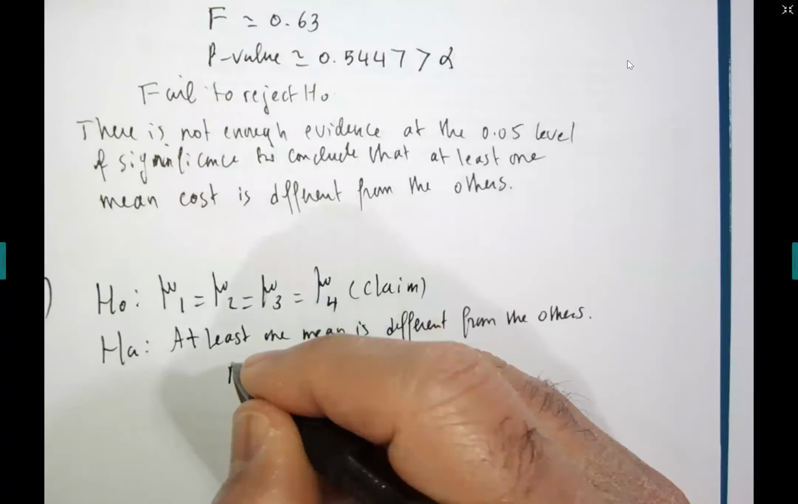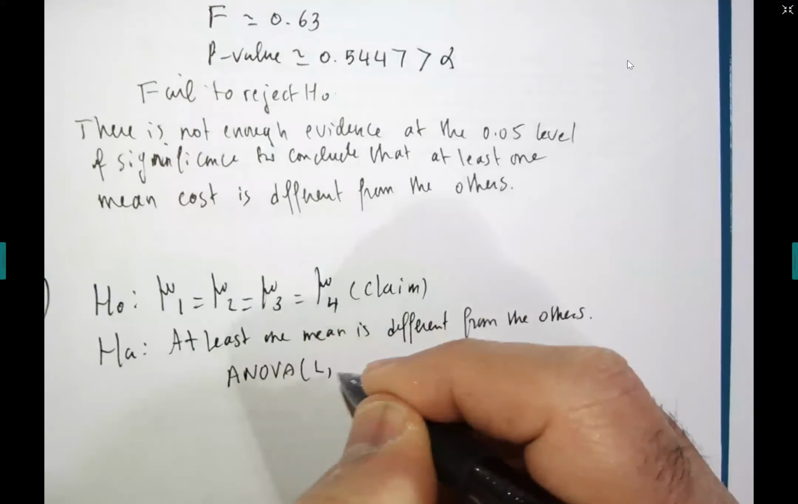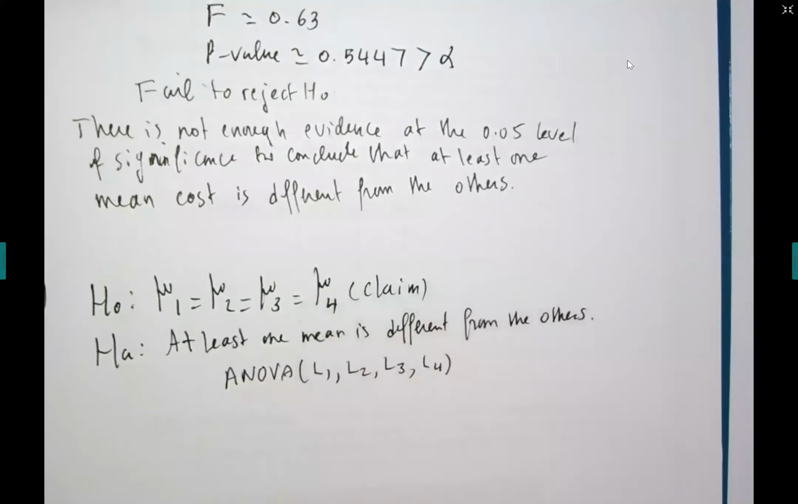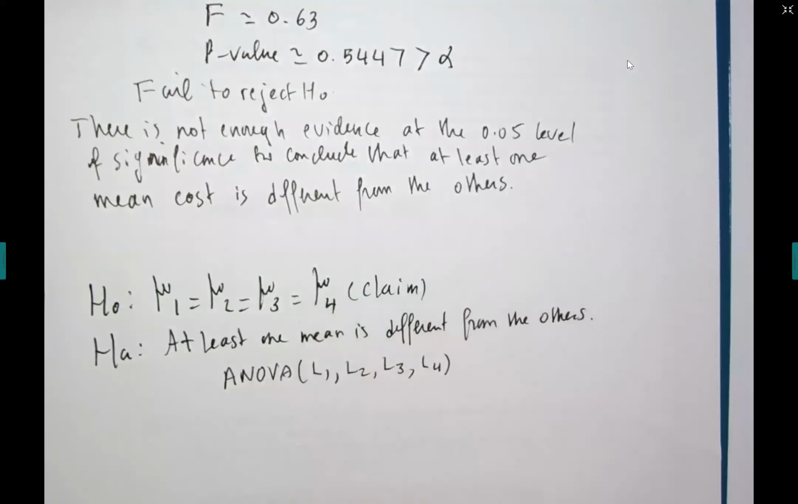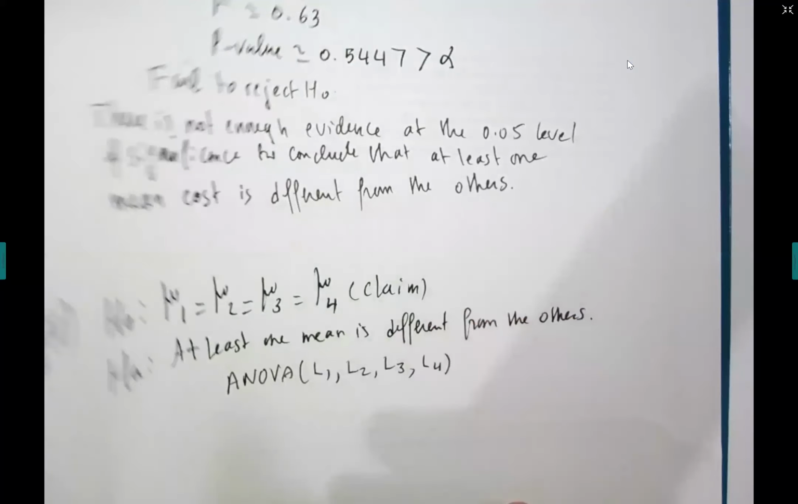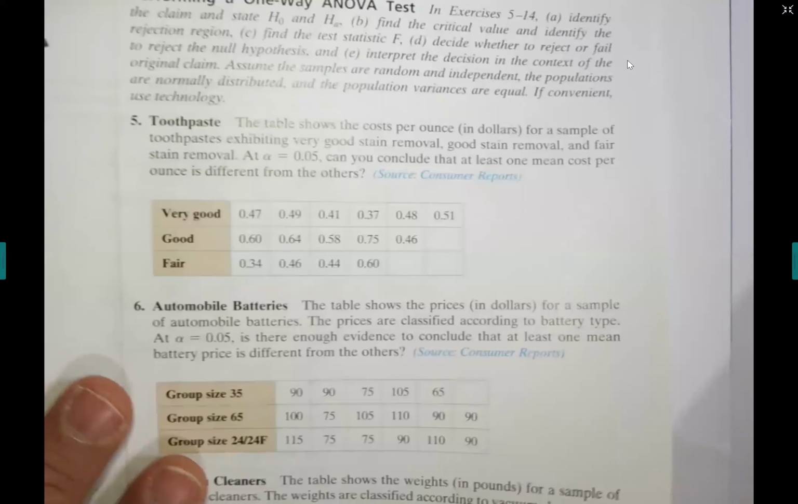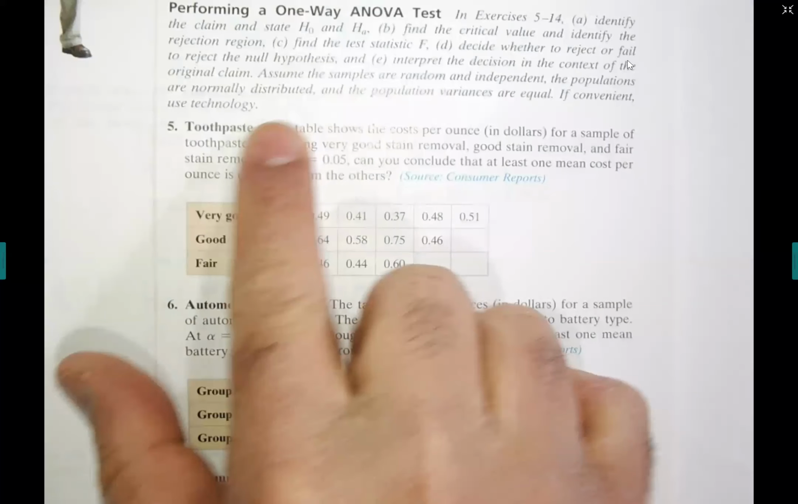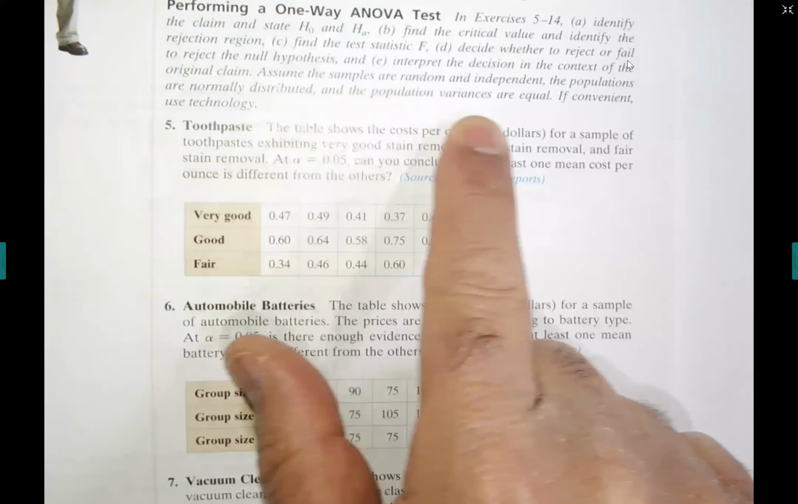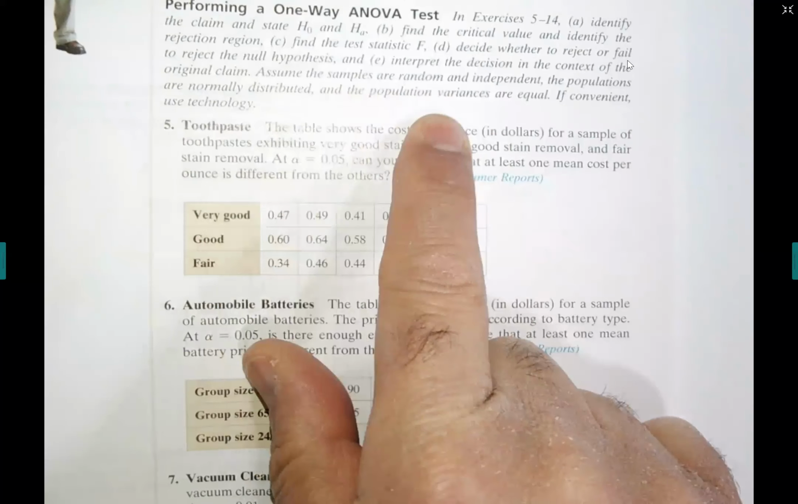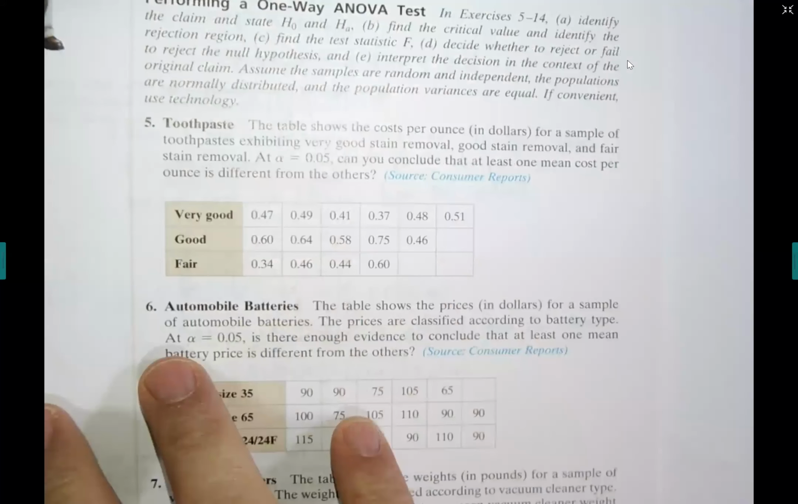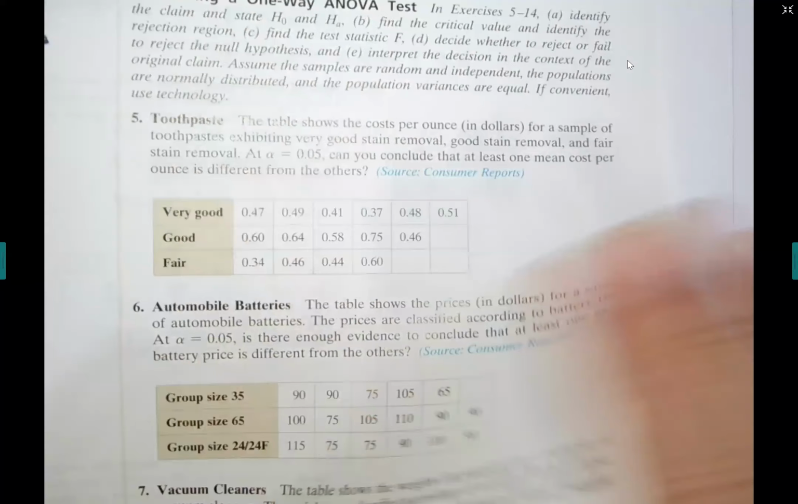Okay, guys, you're gonna go to ANOVA and you're gonna enter L1, L2, L3, and L4. So let's do this. And just for your information, he says here at the very beginning of the page that assume that the samples are randomly and independent, the population are normal distribution, and the population variances are equal. If convenient, use technology. So he's telling you all the conditions of the test are met.